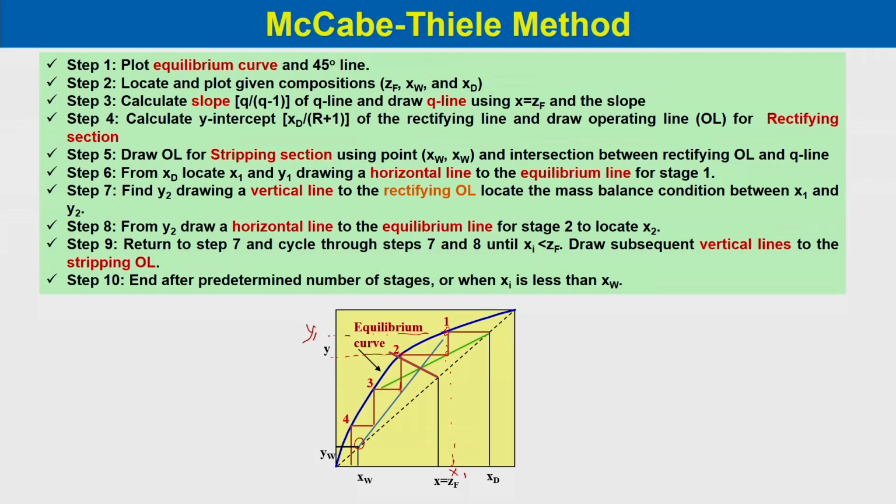So, this way, the end comes after a predetermined number of stages or when xi is less than xw. So, at this location this is crossing xw. So, it should close from over here. So, the number of stages required from this we can see is less than 4.